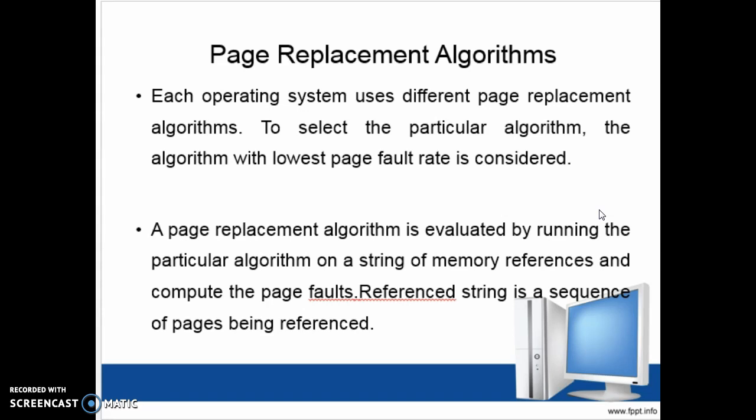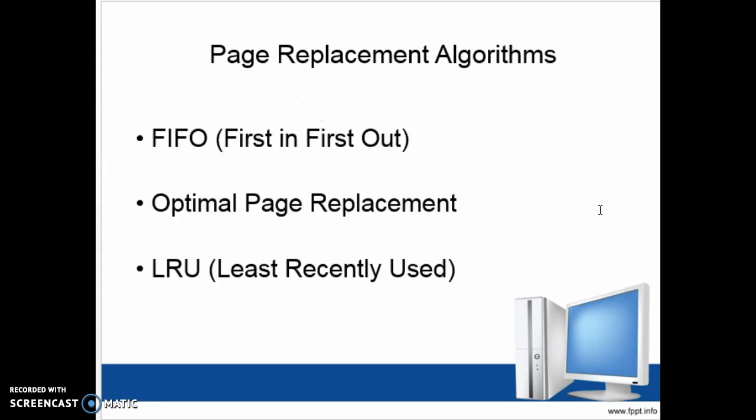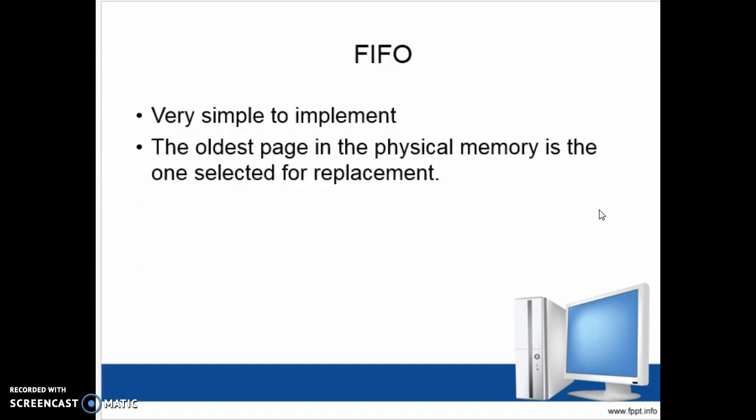So let us move on to the algorithms. First let us see FIFO, that is first in first out. This is a very simple algorithm to implement. Here we select the oldest page in the physical memory and replace it. That is, we replace the first page that was added into the memory. So let us see an example.